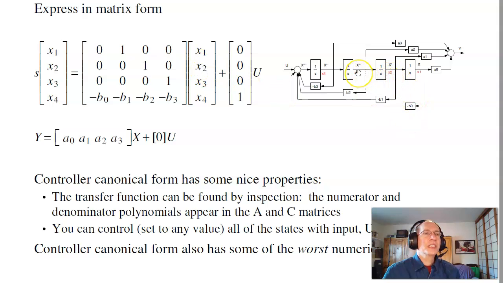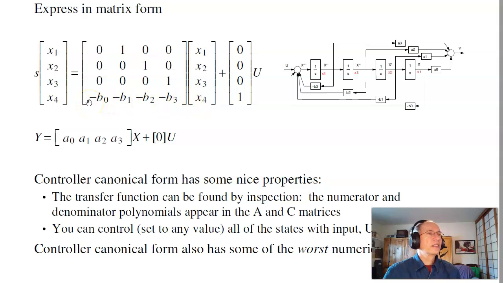x2 is the integral of x3. The derivative of x2 is x3. Correction: x2 is the integral of x3. x3 is the derivative of x2. So the derivative of x2 is x3. The derivative of x3 is x4. Again, going left to right is integrate. Going right to left is differentiate. So that's what this upper part tells you. I just have 4 cascaded integrators.